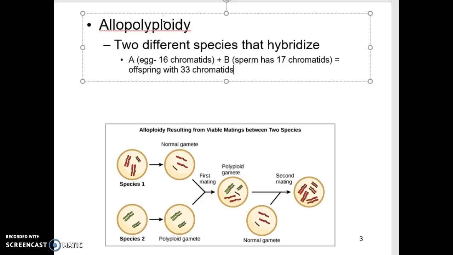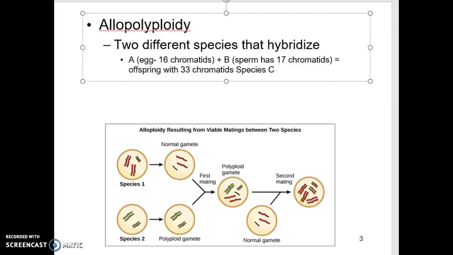That's not how it should work. Species A has 16 chromatids. If it combined with a sperm with 16, that would give us 32 chromatids. Species B should have 17 and 17, should give us 34. But because these two hybridized and they created 33, that now becomes something different. It's not species A, it's not species B. We're going to call it species C because it has different genetic information.